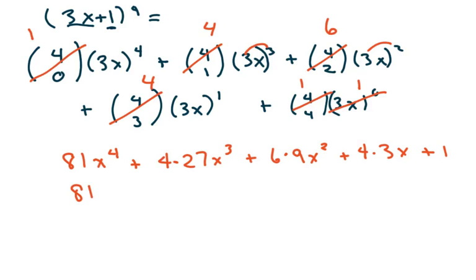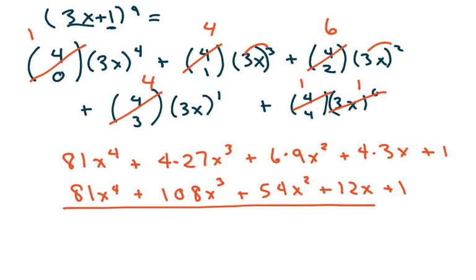So we have 81x to the fourth plus 108 x cubed plus 54 x squared plus 12x plus 1. Now that was easier because we had a 1 here. Now the next one doesn't have a 1, and it's also to the fifth power, so it's quite a bit more complicated.